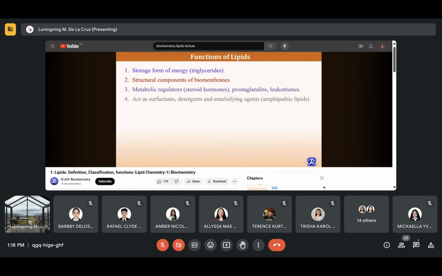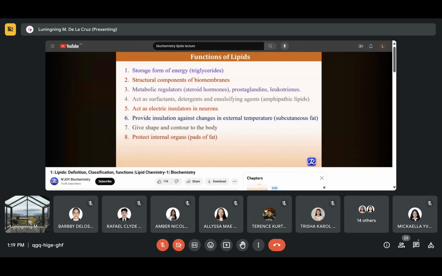They act as surfactants, detergents, and emulsifying agents. Also act as electrical insulators in neuron, for example, sphingomyelin. They provide insulation against changes in external temperature due to subcutaneous fat. They give shape and contour to the body. They protect the internal organs due to pads of fat. Help in absorption of fat-soluble vitamins like A, D, E, and K. And one of the important phospholipid, that is phosphatidylinositol, is a second messenger in hormone action.